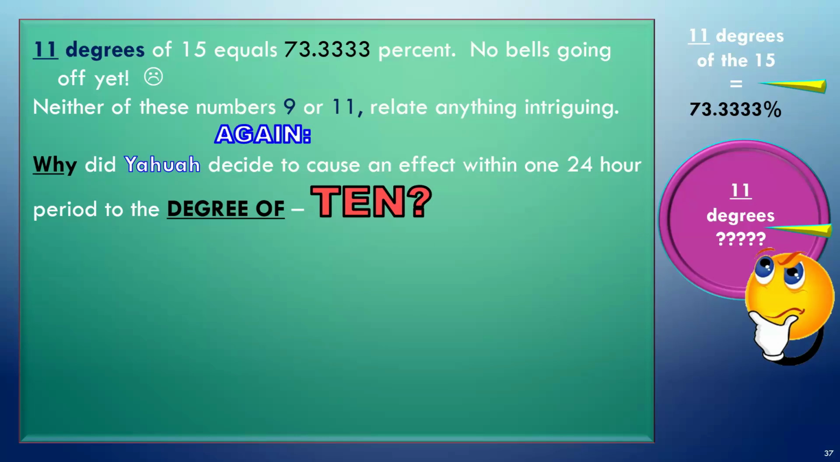Neither of these numbers, 9 or 11, relate to anything intriguing. Again, why did Yahuwah decide to cause an effect within one 24-hour period to the degree of 10? Why specifically 10? Why was Hezekiah not given an option of degrees? Why did Yahuwah already have the number 10 designed and planned out?